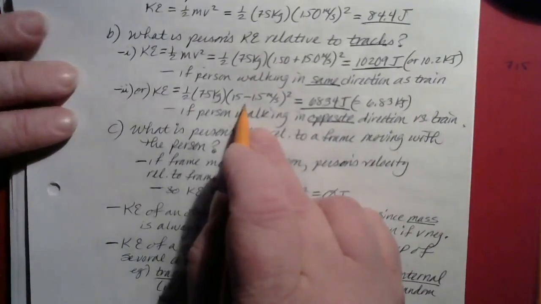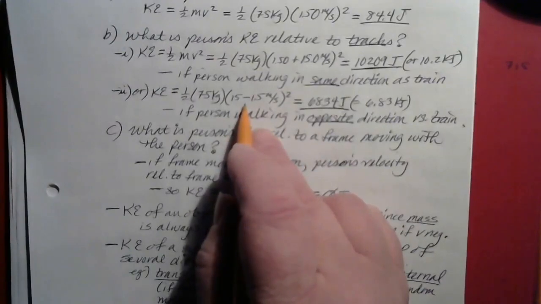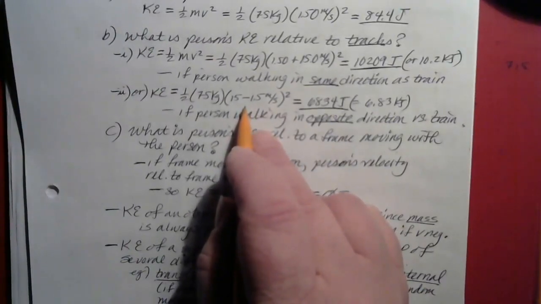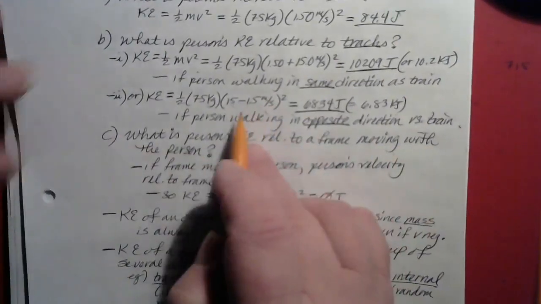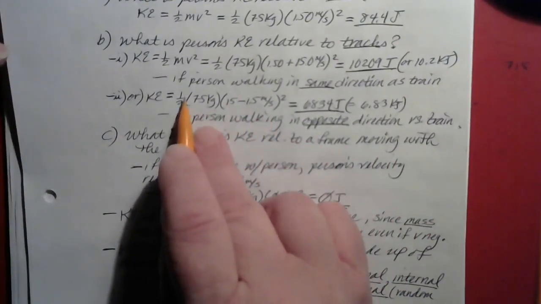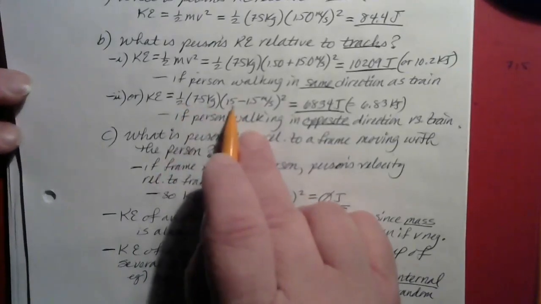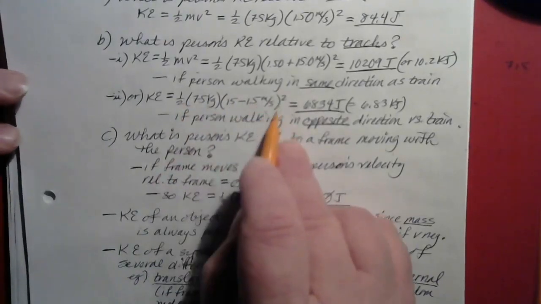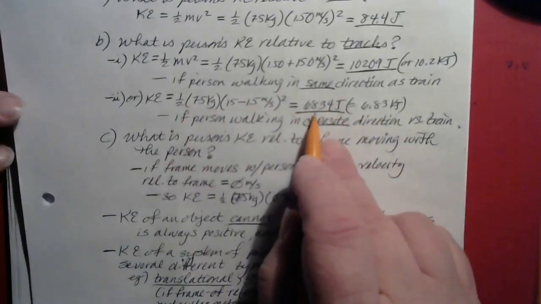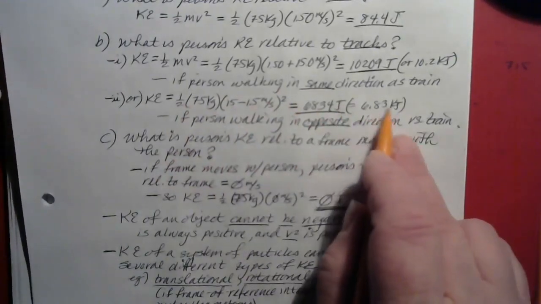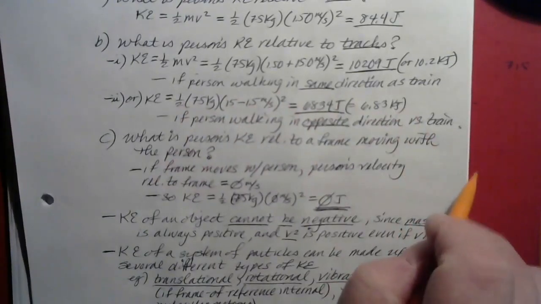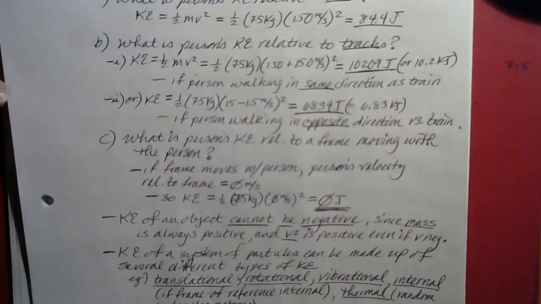On the other hand, it's possible, depending on how you understand the phrase down the aisle, the person could be heading toward the back of the train, or in other words, walking in the direction opposite to the movement of the train. And in that case, it would be 1/2 times 75 times (15 minus 1.5) squared. And that would be 6834 joules, or 6.83 kilojoules. So those are the two possibilities.